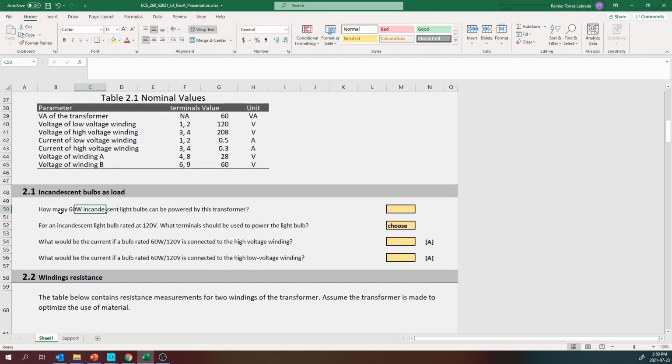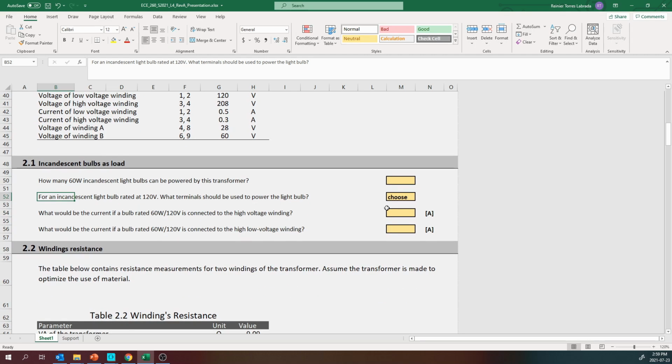So basically you need to find out how many 60-watt incandescent light bulbs you can power with the transformer as a whole, and then you need to find what is going to be terminals for this bulb, and what will be the current drained or taken by the load when you do these two possible connections to the transformer. You need to find the current.